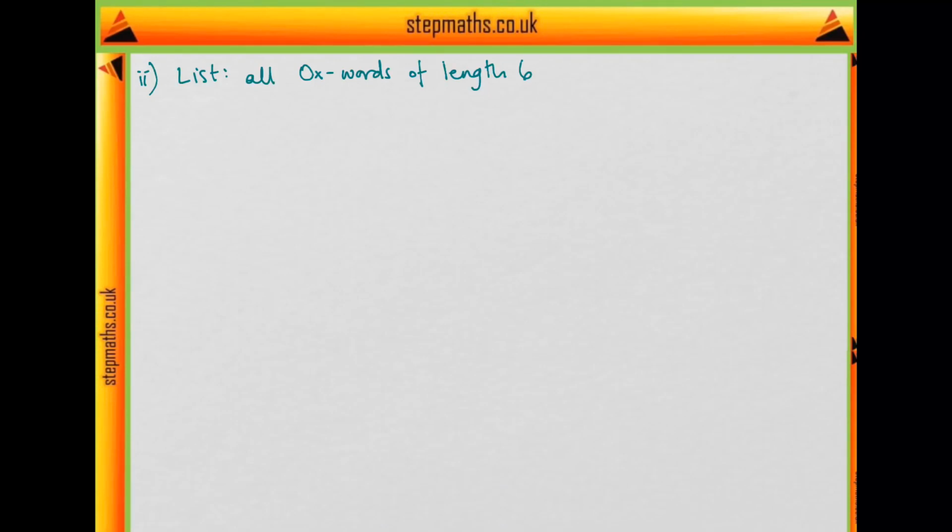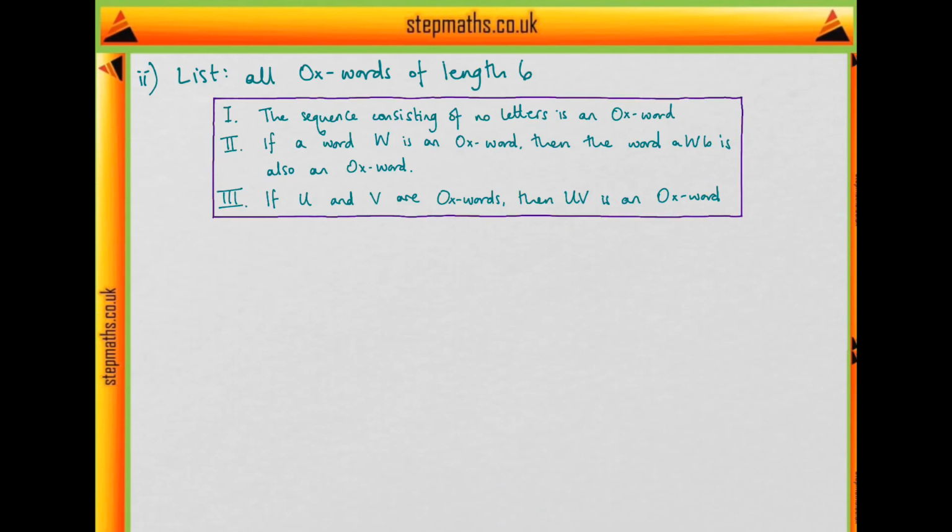Now for part 2, they want us to list all of the Oxwords which have length 6. Here are the rules that we can use to make the words again. Let's think about how we can build up words with length 6. We start off with the word that doesn't have any letters, and then we can use rule 2 on that to get a word of length 2, and this is the only word of length 2 we can make. Now we have this word, we can use rules 2 and 3 to make some 4-lettered words.